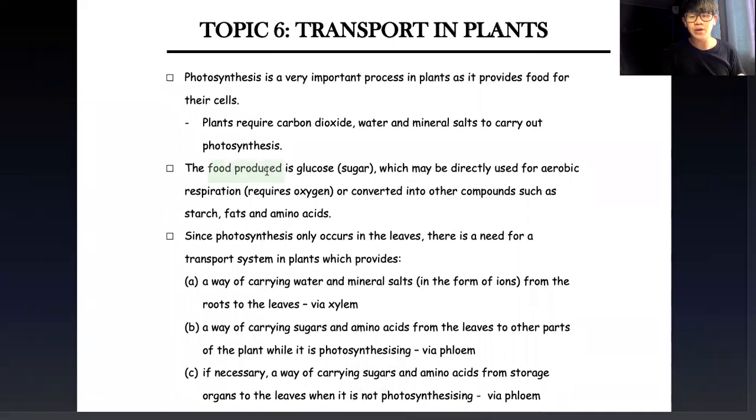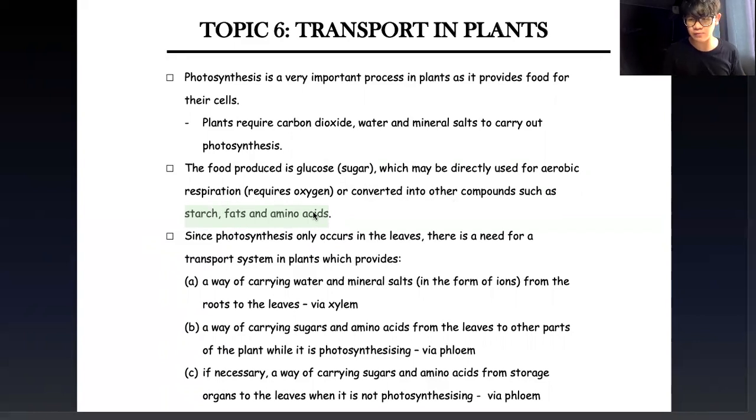It says the food being produced is glucose, which is sugar, which may be directly used for aerobic respiration or converted into other compounds such as starch, fats, and amino acids. So this one we know, we have established it before, but all the sugars, all the glucose that they make during photosynthesis would be used for respiration, they can be used for energy, or it could be converted to other compounds such as your starch, fats, and amino acids. So we know this before, right?